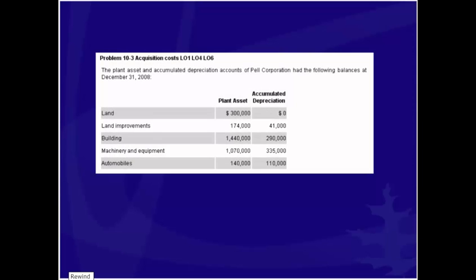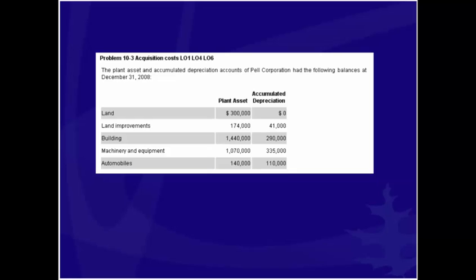The plant assets and accumulated depreciation accounts of Pell Corporation had the following balances at December 31st, 2008. Land, $300,000. Land improvements, $174,000, with $41,000 of accumulated depreciation. Building, $1,440,000 with $290,000 of accumulated depreciation.